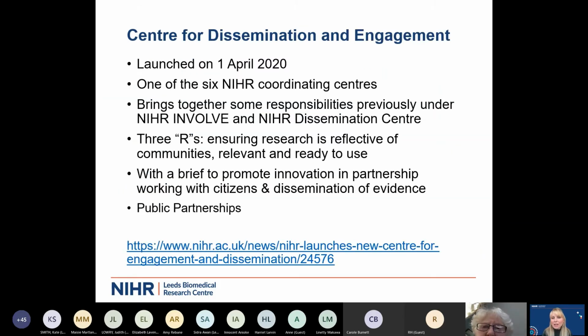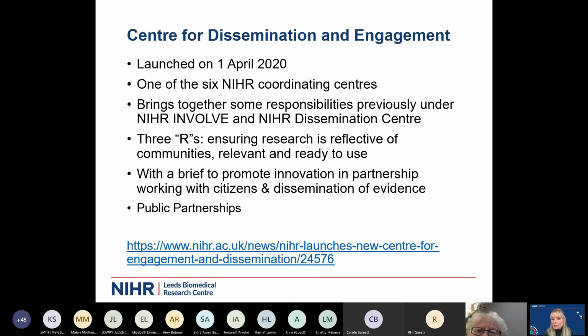Now, Involve, some of you may know, was the umbrella organisation for patient and public involvement and steered the national direction and approach to patient and public involvement. That has now dissolved, and we now have the Centre for Dissemination Engagement. It was launched on the 1st of April this year. As you can tell, not a great time to launch an organisation. So the communications haven't been great, and we've not heard much yet beyond what the centre will do.